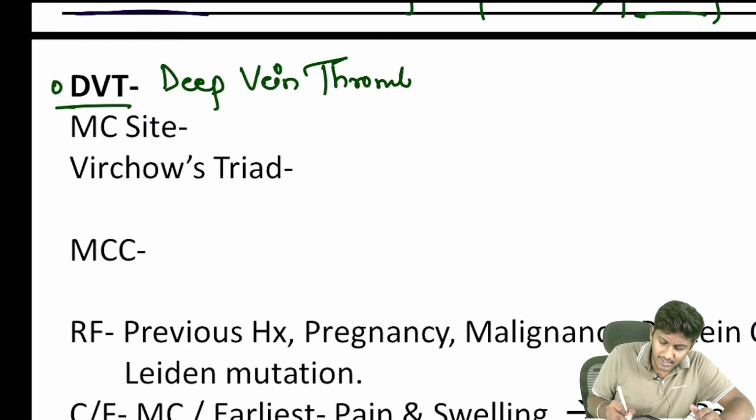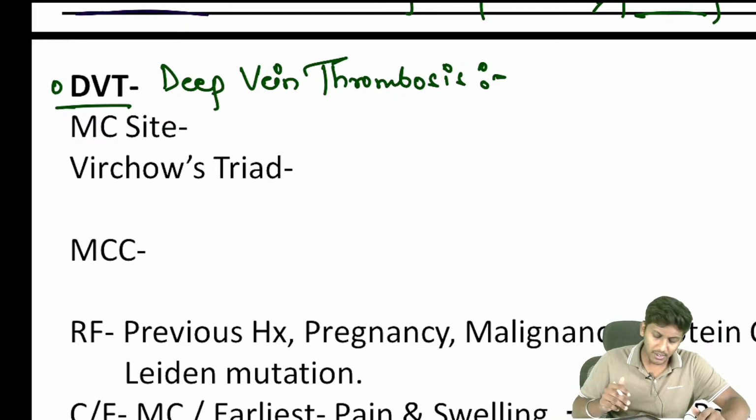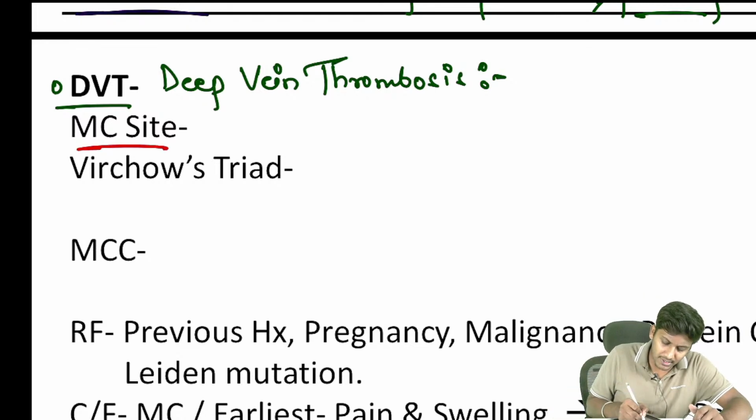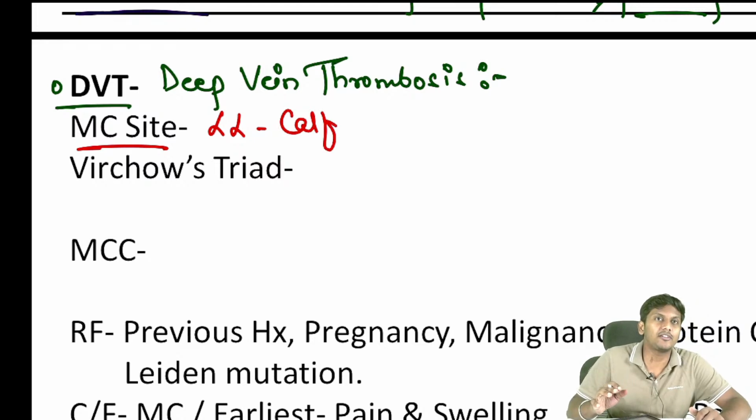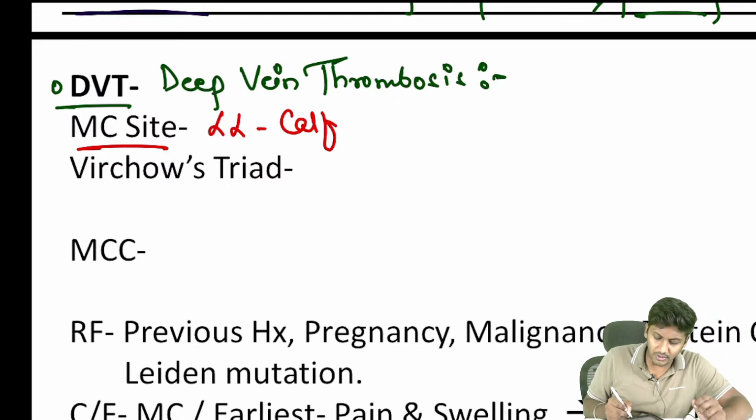So what happens is, in the deep veins of the leg, a thrombus forms, a blockage forms. Now important is, as I've told you, the most common site is definitely the lower limbs, and in the lower limbs, which region? It is mainly the calf of the lower limbs. Okay, that calf is the most common site of your deep venous thrombosis.